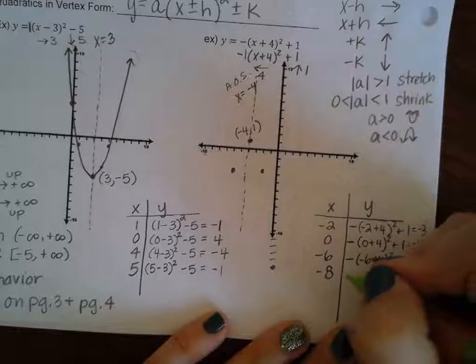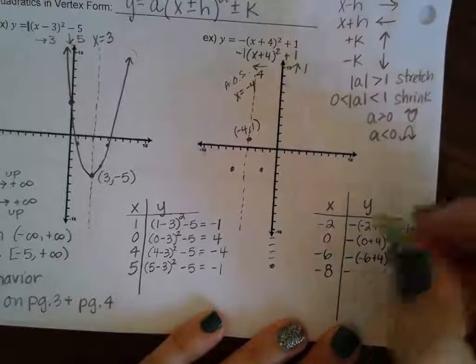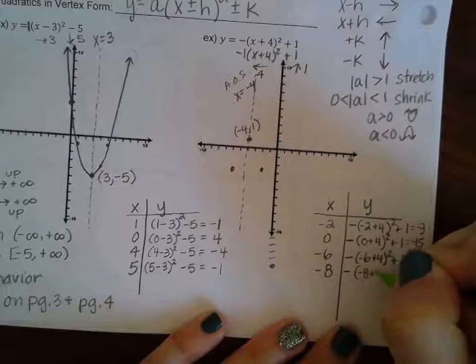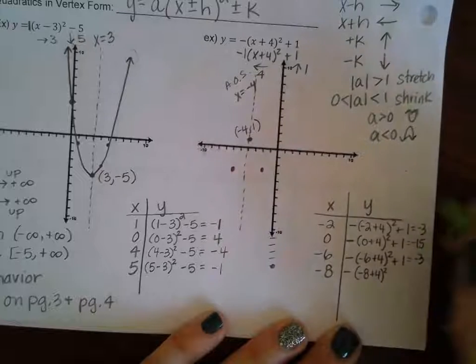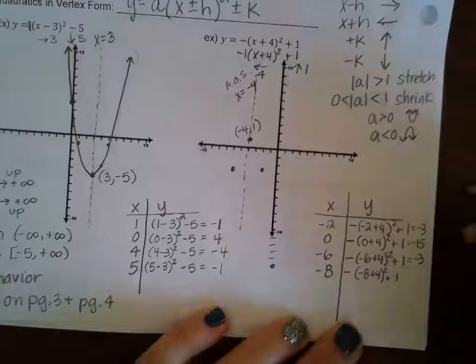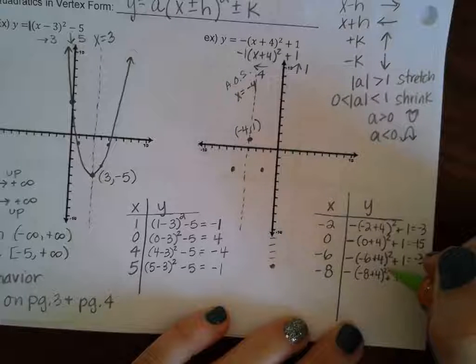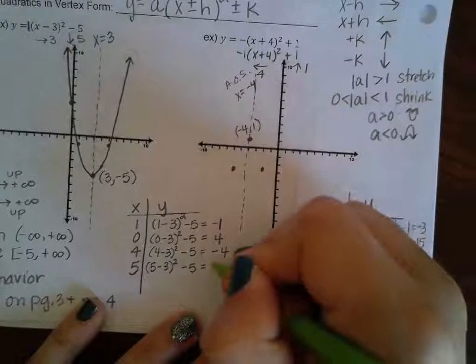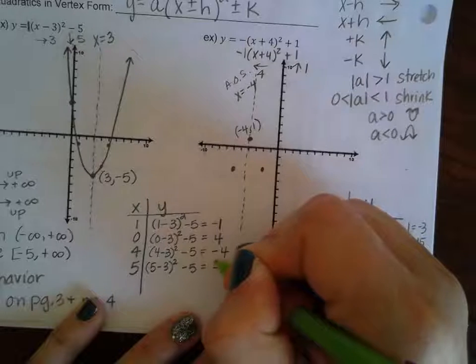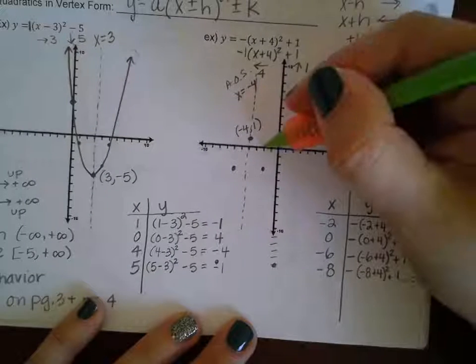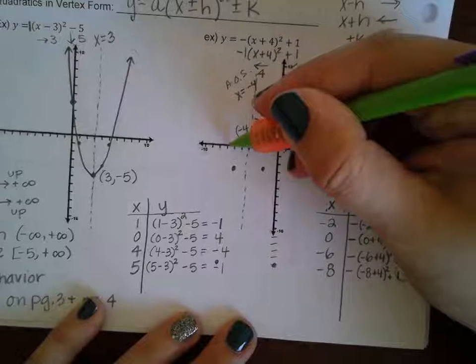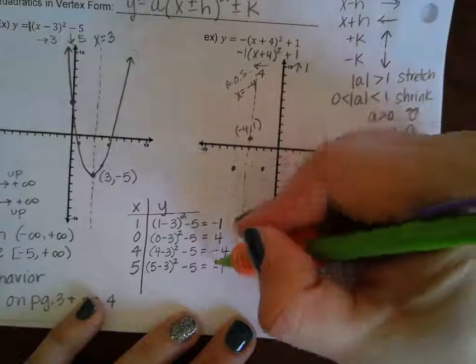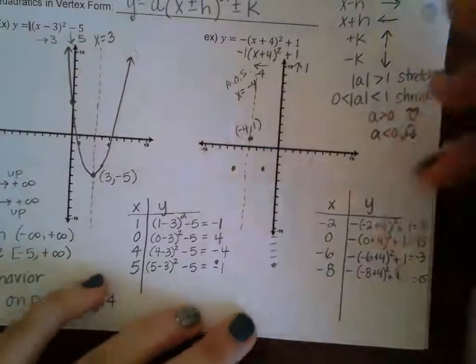For negative 8, that's going to give us that big number again. It'll be negative (negative 8 plus 4) squared, and then plus 1. So that's going to give you negative 4, which squared is 16. Negative 16 plus 1 is negative 15. So you're going to go down here, and I'm going to try to make it kind of like in my other table, right about there. So 1, 2, 3, 4, 5, 6, 7, 8, and then down, so it's in line with this one.